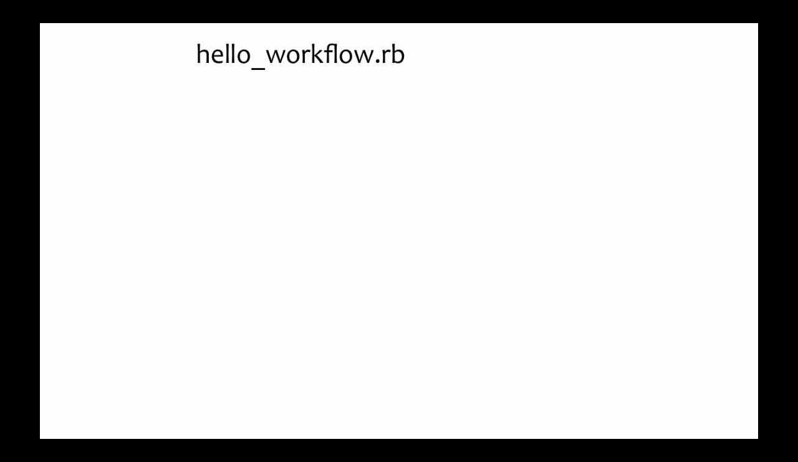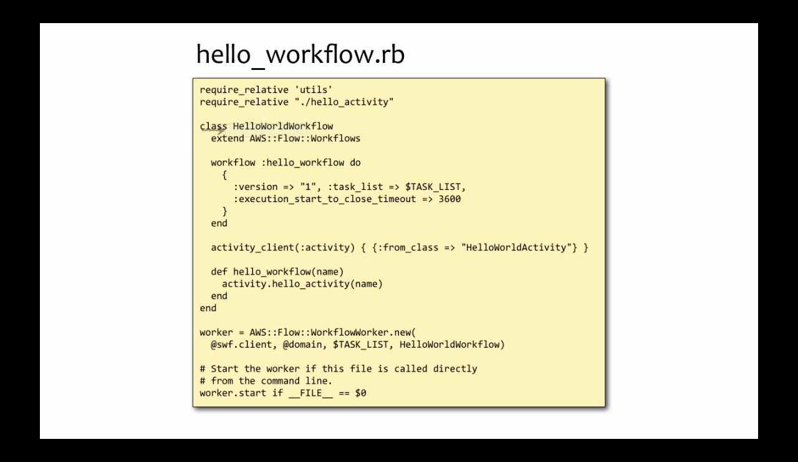Next, we'll implement the workflow logic in a file called hello_workflow.rb. Now we'll define a workflow class by extending AWS flow workflows. The workflow is also identified by a version number. Our workflow, which is responsible for controlling the flow and making decisions about which activities to run, also needs to know the name of the task list, which will be used to store its decision tasks. We also set a timeout for the workflow of 1 hour from start to close. Timeouts are always specified in seconds, so we'll set it to 3600 seconds.